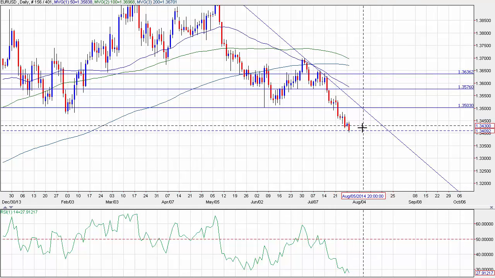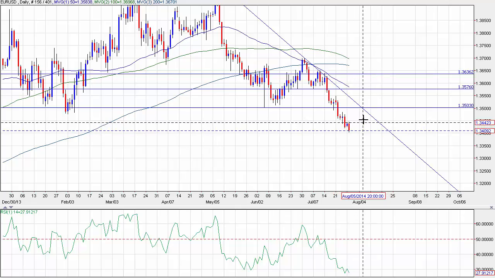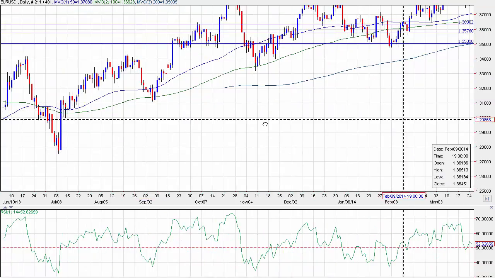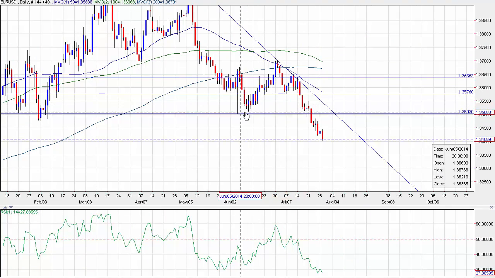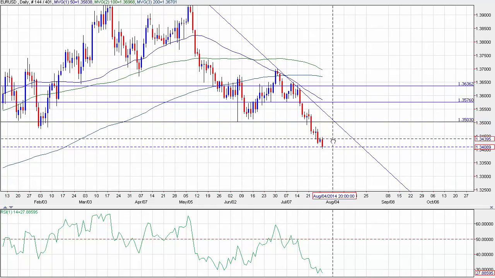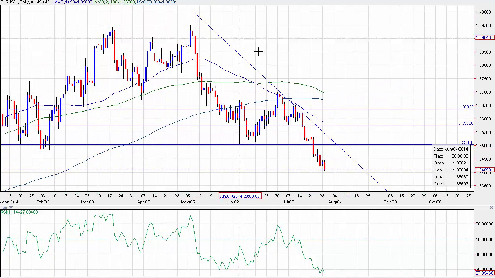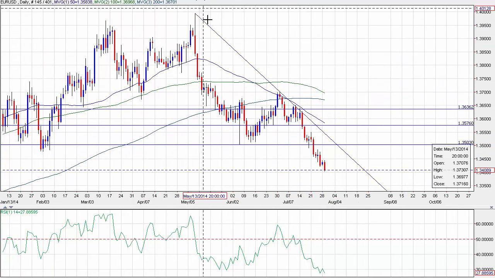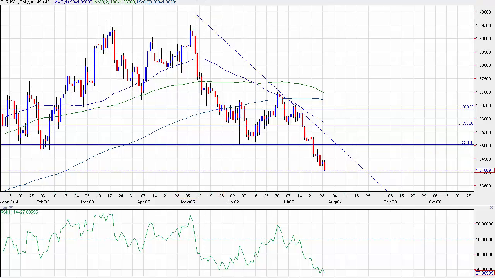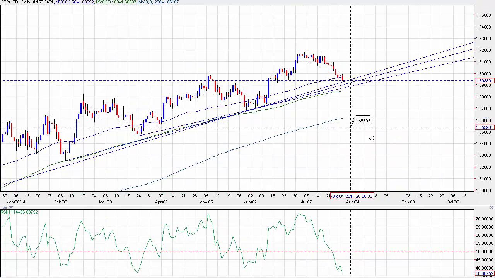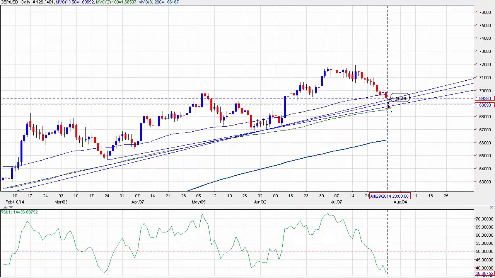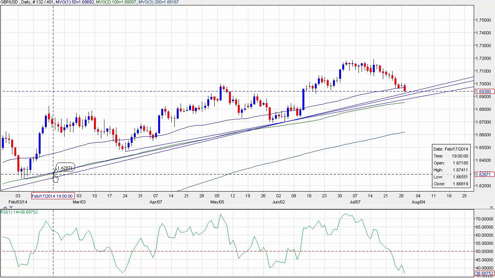Otherwise, if the FOMC is neutral and does not speed up tapering, we can expect some further consolidation around 1.34 with some upside risk in the short term towards the 1.35 handle, which was June's lows, and might be reinforced by a falling trend line from the year's high.